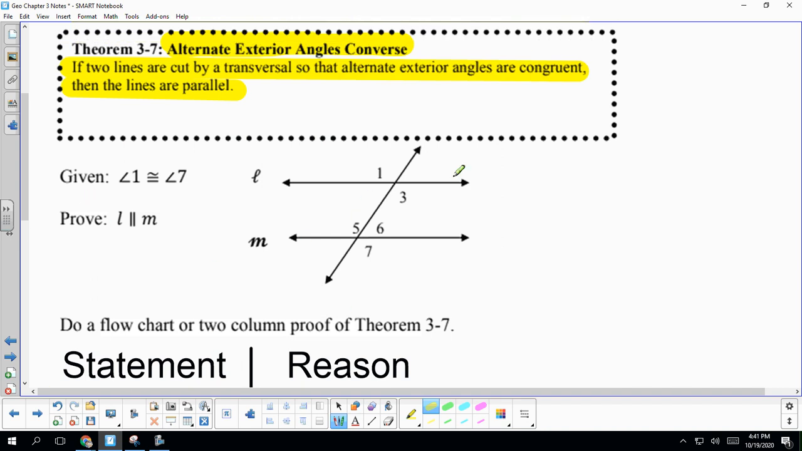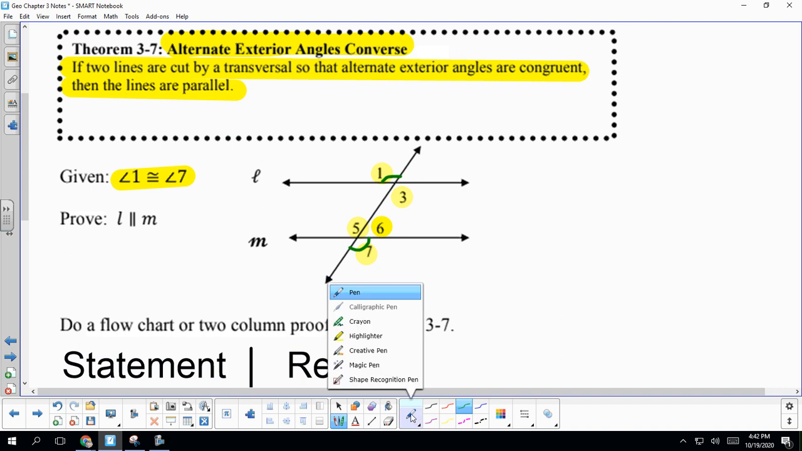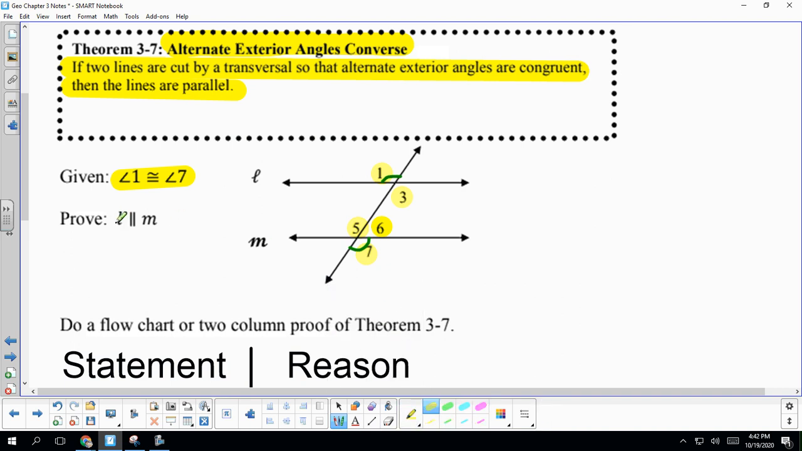So go ahead and draw this figure. And today we're going to have angles 1, 3, 5, 6, and 7. We know that 1 and 7 are congruent. So that's the alternate exterior angles are congruent. And we're going to show you the proof of why we can, with confidence, say that L is going to be parallel to M. I want this whole statement.